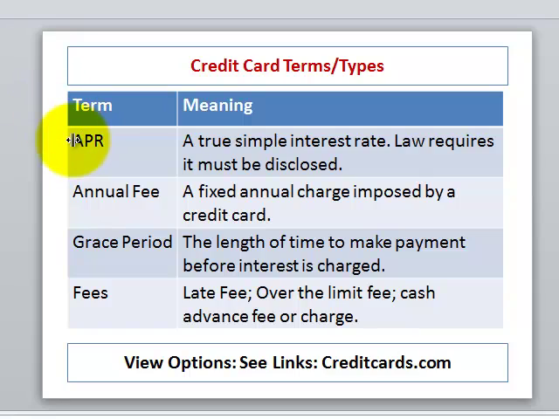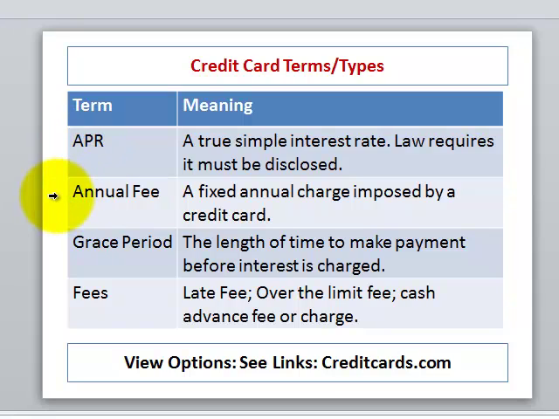A couple of terms and types of credit cards. Now, all credit card types are going to have these terms applied to them. APR stands for annual percentage rate, and that's the true interest rate when accounted for different time periods and different compounding, and the law requires that a lender must disclose this rate to you. So make sure you understand the annual percentage rate of the loan you're getting into.